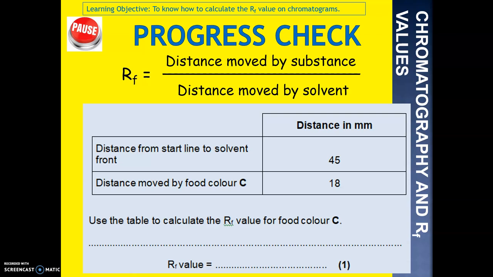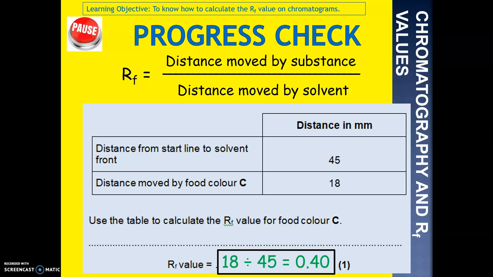Okay, so an example here, I'm going to go through an example progress check and then you guys are going to have a go yourselves. So we've got the RF equation at the top: distance moved by substance over distance moved by the solvent. You are given the examples here. The distance moved from start line to the solvent front is 45, and the distance moved by the food colour C, the substance, is 18. So you do 18 divided by 45, and that will be 0.40. So that is an example there.